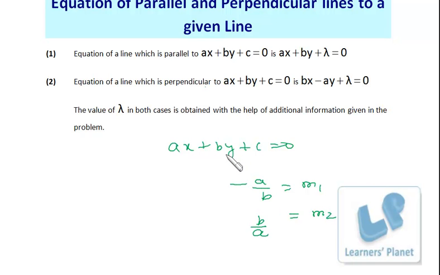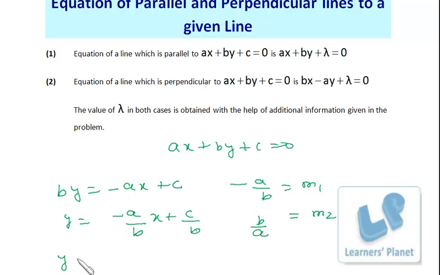You can directly find the slope: just take the coefficient of x in the numerator and the coefficient of y in the denominator with a negative sign. So minus a by b is the slope of this line, and the line perpendicular to this will have the slope b by a. The product of these two is minus 1, which you can see very well. And here by is equal to minus ax plus c, so y is equal to minus a by b x plus c by b. So this is this line.